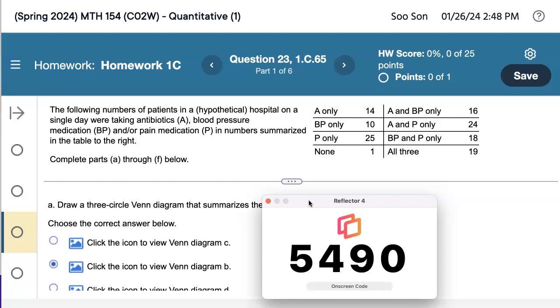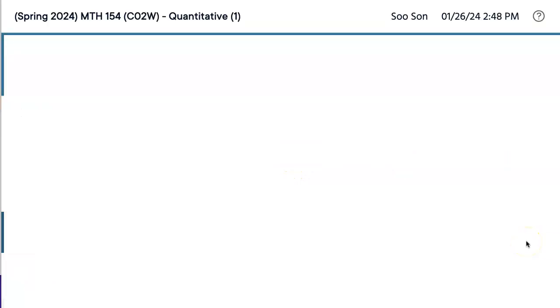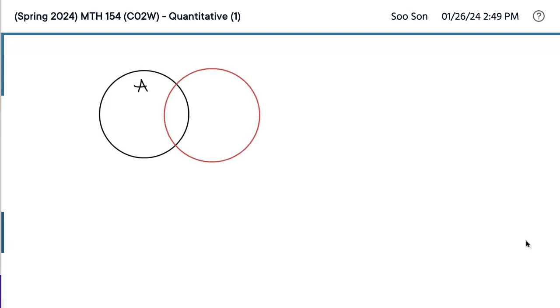Let me get my tablet connected so that I can draw circles. Ready. Let's start this. So I'll draw the first one here, and I'll call this A for antibiotics. A for antibiotics. I'm going to draw another one. That's a circle. And I'll call it BP for blood pressure medication.